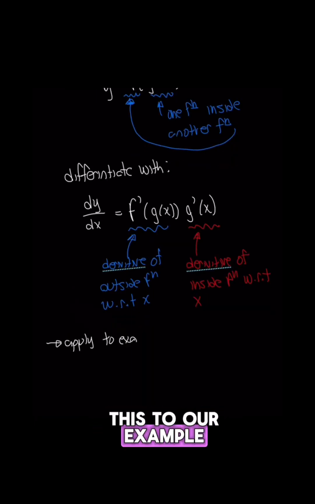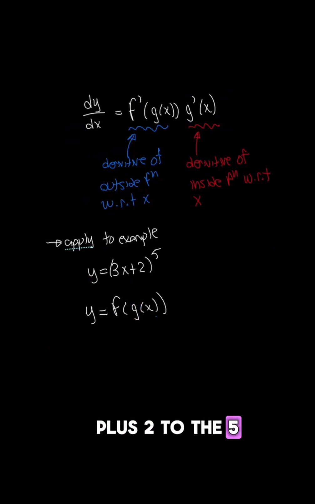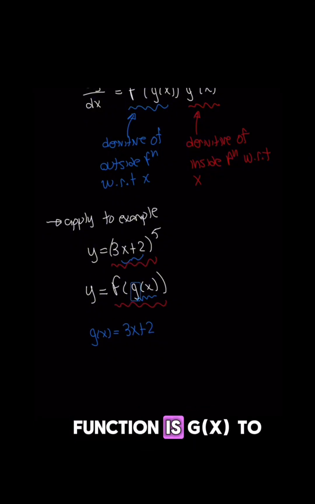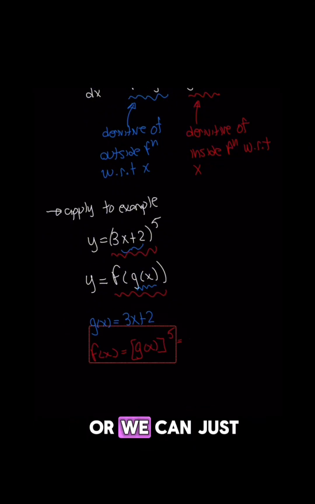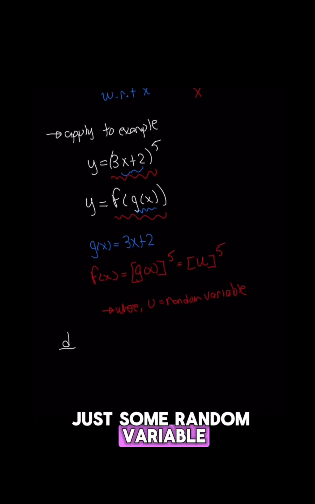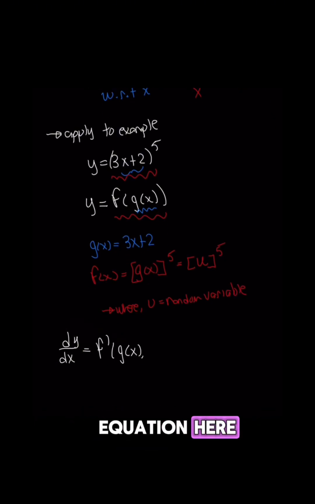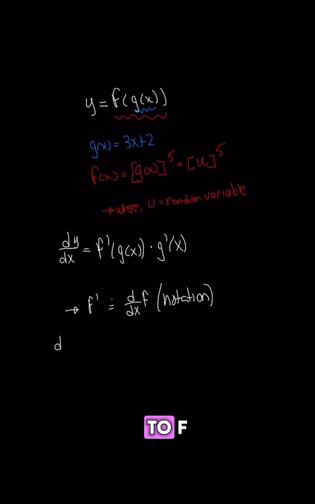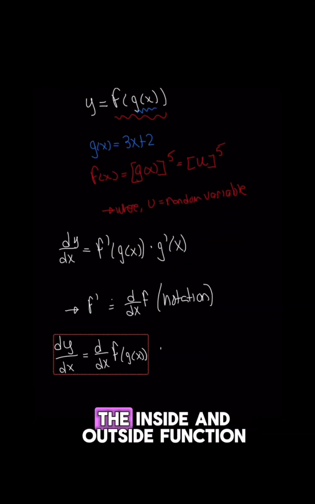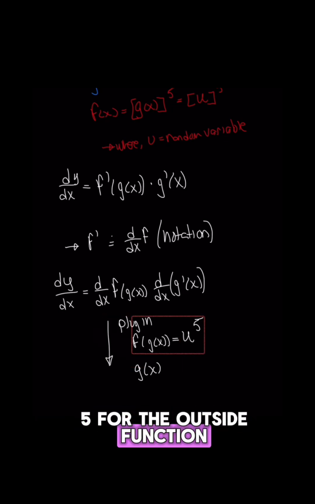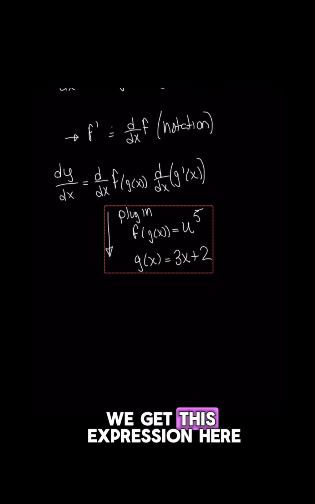So if we apply this to our example, y equals (3x + 2) to the 5, the inside function is 3x + 2, and then the outside function is g(x) to the 5, or we can just write it as u to the 5, where u is equal to g(x), just some random variable. So if we apply our equation here, knowing that f prime is just a notation for d/dx with respect to f, take the derivative of the inside and outside function, and then we plug in u to the 5 for the outside function, 3x + 2 for the inside function. We get this expression here.